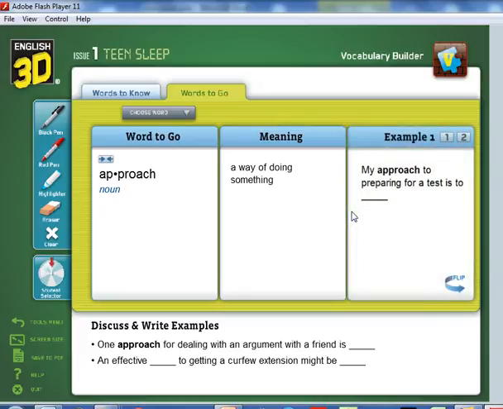My approach to preparing for a test is to begin studying a week before it. My approach to preparing for a test is to make flashcards. During a job interview, using slang is definitely the wrong approach. During a job interview, wearing a t-shirt instead of dressing formally is definitely the wrong approach.